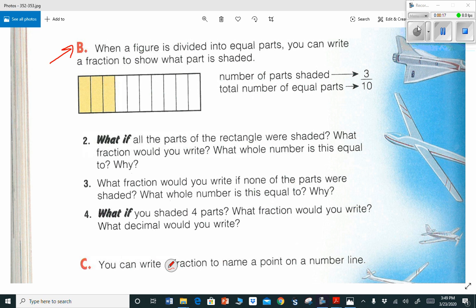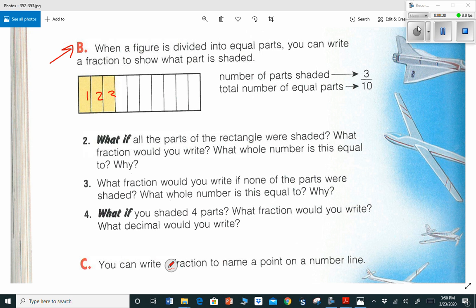Okay, when a figure is divided into equal parts, and that is important, every one of these pieces right here, they're the same size, and that's definitely necessary when we're talking about fractions. The pieces have to be the same size. When a figure is divided into equal parts, you can write a fraction to show what part is shaded.